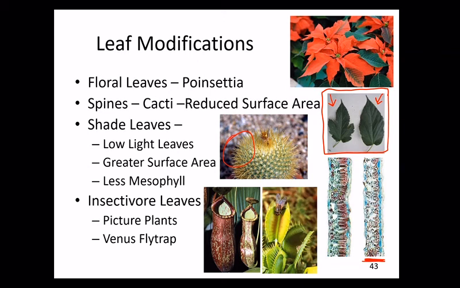The last leaf modification here that we can talk about are insectivore leaves. Okay, and the insectivore leaves, the pitcher plants or the Venus flytraps, these are leaves that have been modified in order to collect insects. Insects are a great source of protein, ammonia, and so therefore some plants will use this to be able to supplement their needs.